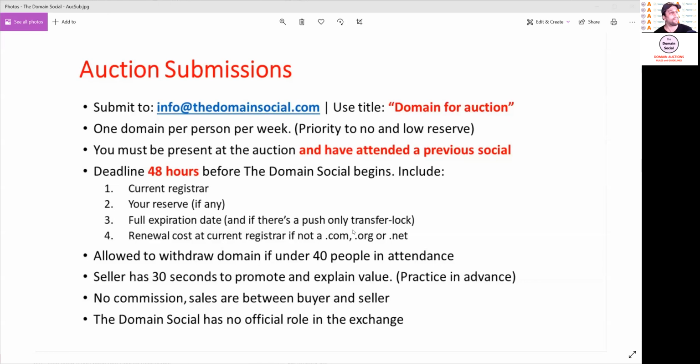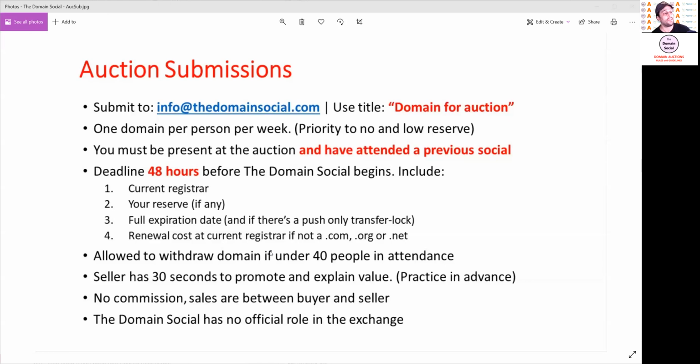Also, if the domain is not a .com, a .org, or .net, then you also need to include the renewal cost at the current registrar. So especially if it's a premium domain with a higher price, basically anything that's not a standard .com, .org, or .net, you need to include the renewal cost at the current registrar. If the current registrar is very overpriced compared to other registrars, in your pitch, which I'll explain later, you can mention that other price, but always when you send me the info, send me the price at the current registrar, the renewal cost.